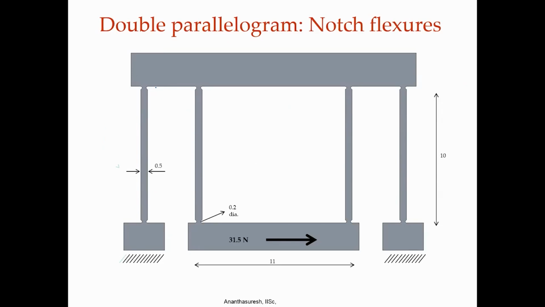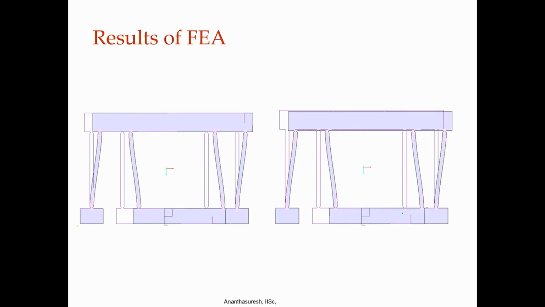Now, instead of having those elastic segments, if we put notch flexures, or elastic pairs as we had called them in earlier lectures, we have 8 of them in this one, and the dimensions are almost the same. Some circular notch flexures are there, and this behavior is still the same, right. There is no noticeable motion in the y direction, while there is movement in the x direction when there is force purely in the x direction applied on the bottom platform.